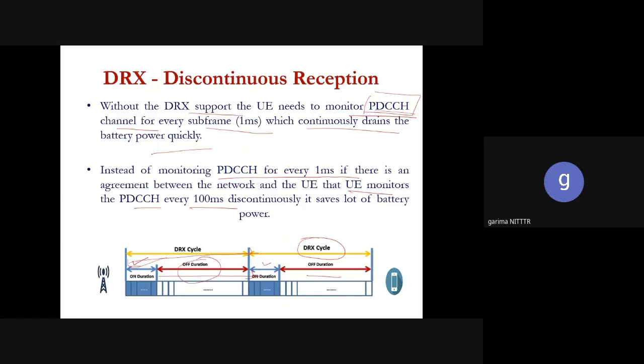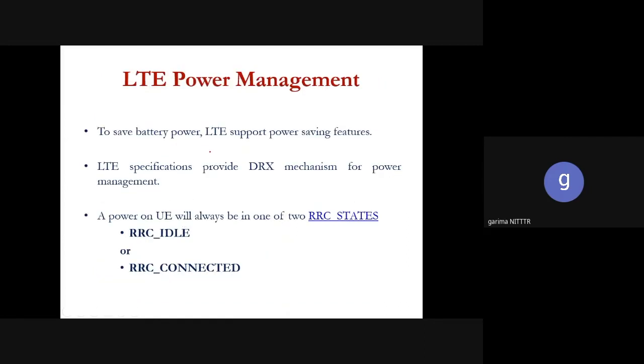As a user, you are using applications, you will obviously use your mobile phone, so it will drain accordingly. But the backend processes required to maintain the connection, to set up the connection, and to give signal strength to the user have changed or evolved as per the generation. So to save battery power, LTE supports power saving features, and the LTE specifications provide the DRX mechanism for power management.